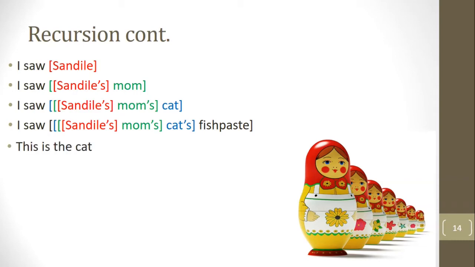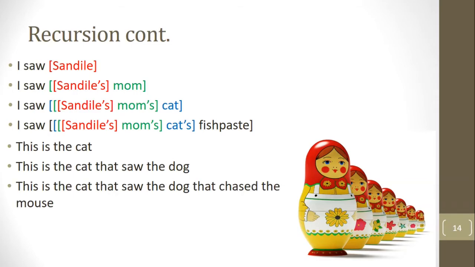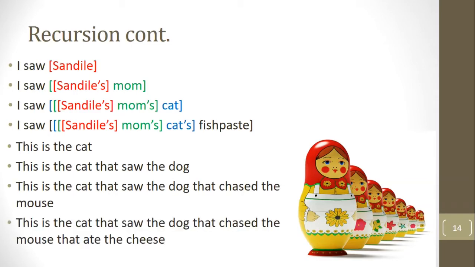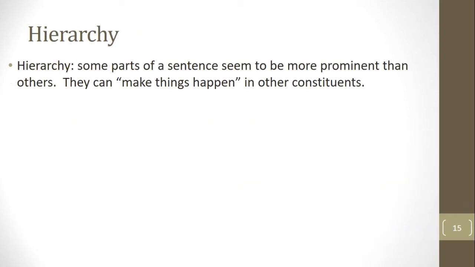Here's another kind of recursion, this time creating relative clauses. This is the cat. This is the cat that saw the dog. This is the cat that saw the dog that chased the mouse. This is the cat that saw the dog that chased the mouse that ate the cheese. And we could probably go on for quite a while. In each of these cases, we've taken an embedded clause and put it inside a noun phrase, creating a complex relative clause each time.